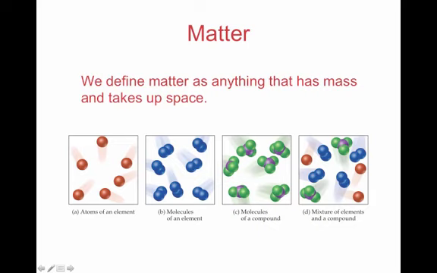We have atoms, which we know all elements are made up of, and which are the building blocks of life. We're going to talk a little bit more about that in a second. We have molecules, which are combinations of atoms held together in specific shapes. And we have mixtures, which are a combination of two or more pure substances. For example, in this picture we have one substance, so this is just a compound. In part D, this is a mixture of elements and compounds and molecules.